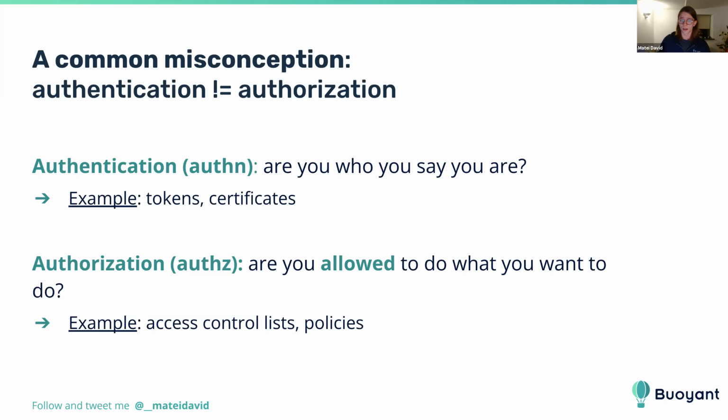Authorization, on the other hand, auth-z, is more around permissions. Are you allowed to do what you want to do? Are you allowed to access this route? Are you allowed to access this file? So the real world example is access control lists and policies. ACLs, if you're familiar with Linux, you'll definitely recognize them.